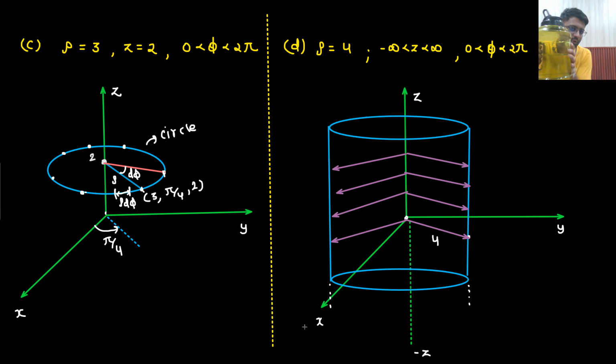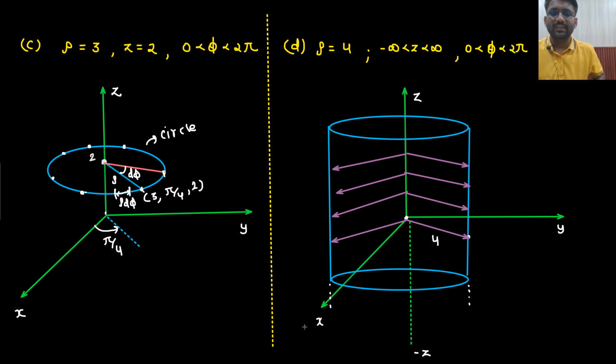Phi is varying from 0 to 2 pi on this surface, and z is going from minus infinity to infinity. This is z, the vertical hand that I am showing. Rho equals 4 is fixed, right from the center till this surface. Phi is varying from 0 to 2 pi, and z is varying from minus infinity to infinity.